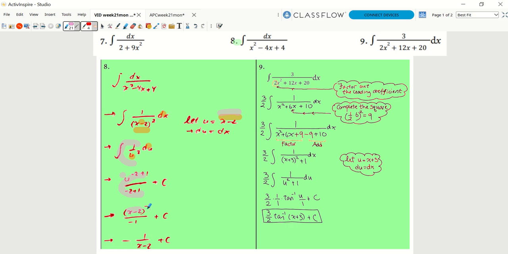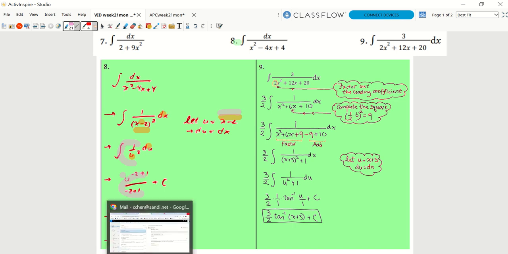And remember, anything to the power of a negative exponent goes to the opposite side. So this x minus 2 used to be on the numerator. Because it's a negative exponent, it goes to the denominator. And -1, they just extracted it and pulled it out here.